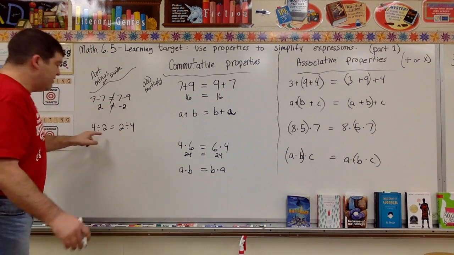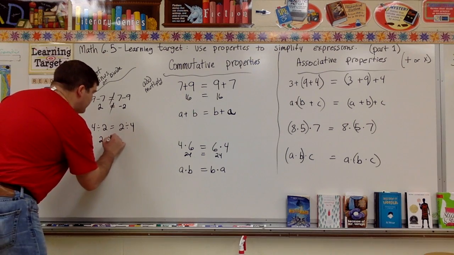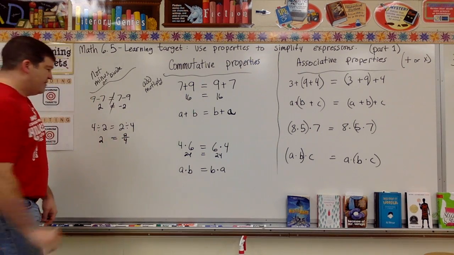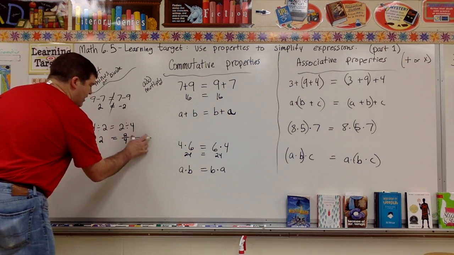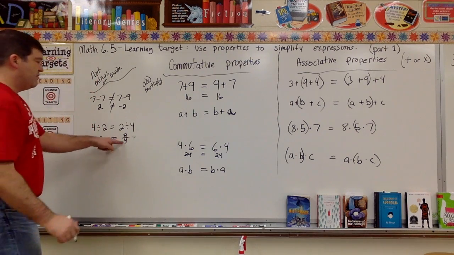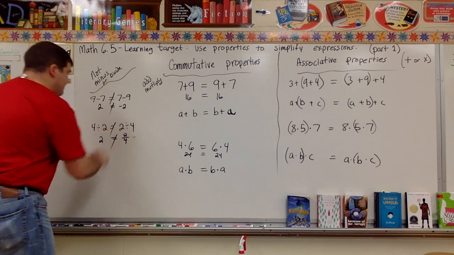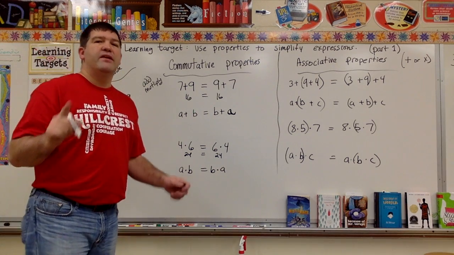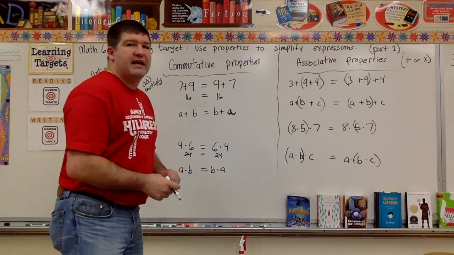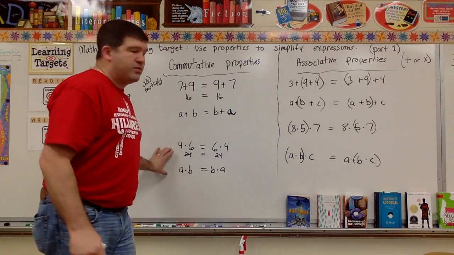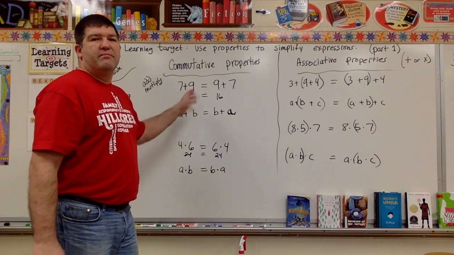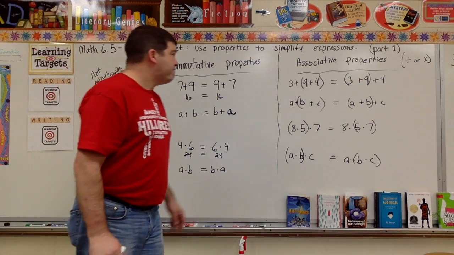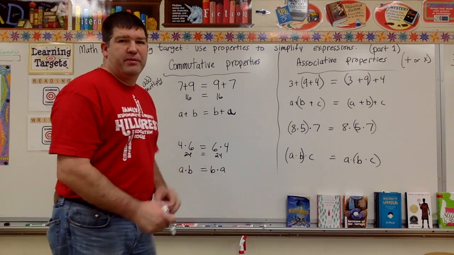Now, with division, 4 divided by 2 is 2. 2 divided by 4 is 2 over 4, which equals 1/2. You can simplify it. 2 and 1/2, not the same. It matters when you divide which one comes first and second. But the commutative property says that with addition and multiplication, it doesn't matter what you do first. Okay, so that's the commutative property.